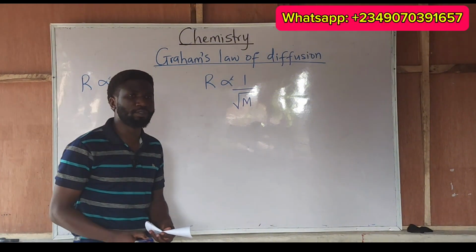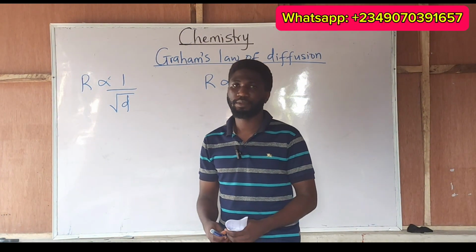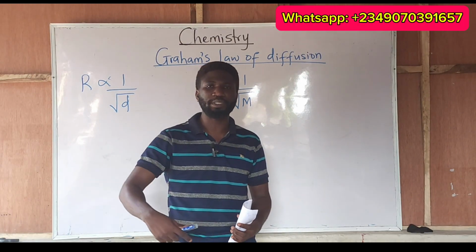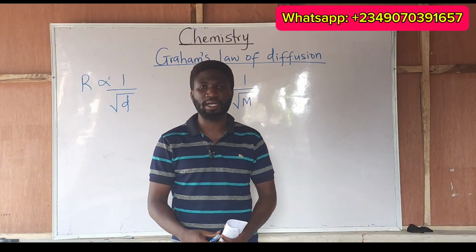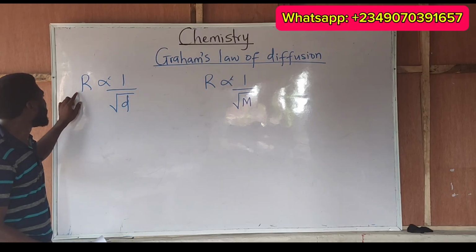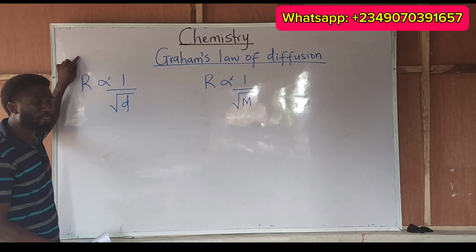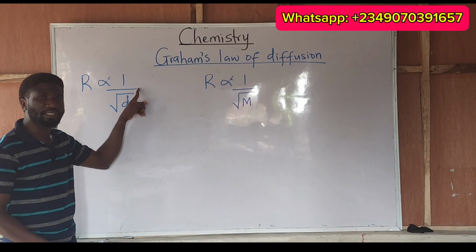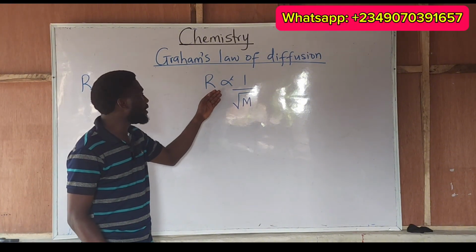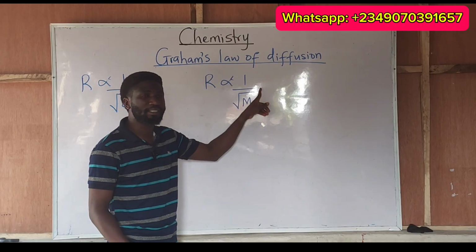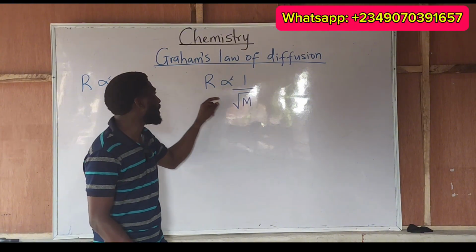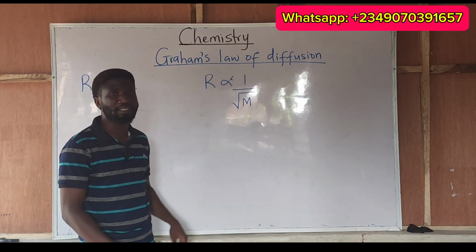From our knowledge on inverse variation, we know that when a variable is increasing, the other one will be decreasing. So that is what we have here. If the density is decreasing, then the rate of diffusion will be increasing. If the density is increasing, the rate of diffusion will be decreasing. Same thing as this: if the molar mass is increasing, the rate of diffusion will be decreasing. If the molar mass is decreasing, then the rate of diffusion will be increasing.